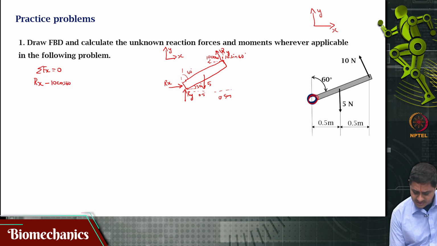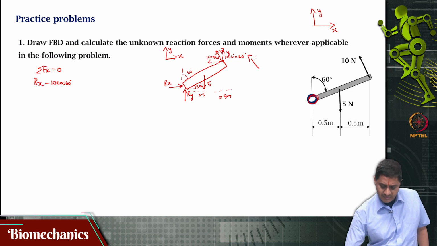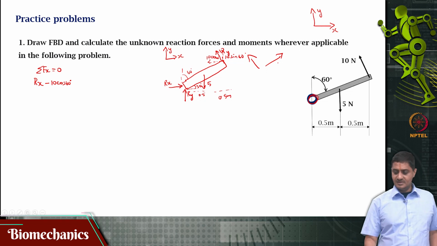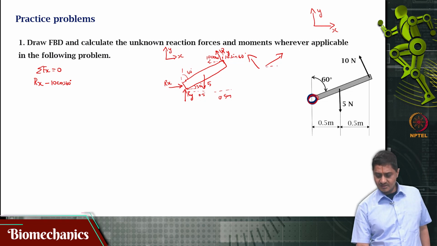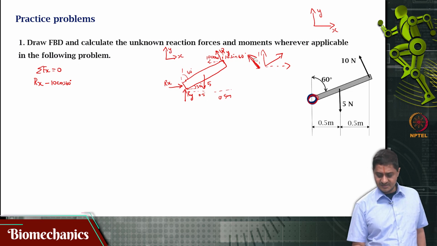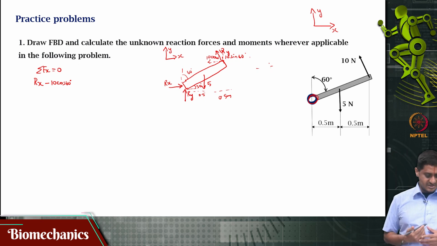Why is it minus? Because remember, the 10 Newton force is applied like this and not like this. That is a difference. If it is applied in this way, the x component will be positive. Because it is inclined in this way as shown on the screen, it will be along the negative x direction. Because of that reason, it will be negative, minus 10 cos 60.